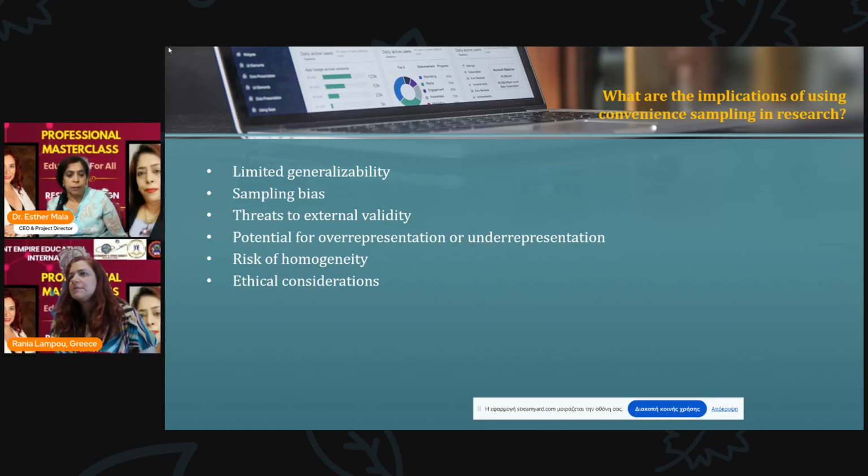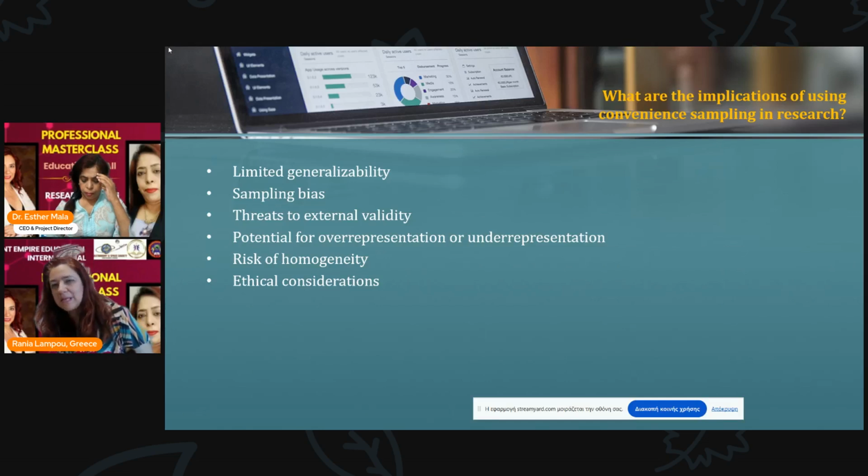Sampling bias. The sample might be biased towards certain characteristics, for example, people who are more willing or accessible or similar in some way. So this bias can affect the validity and reliability of a study's conclusions. There are threats to external validity. External validity, we said, refers to how well the results can be generalized to other settings or populations. So convenience samples often limit external validity due to unrepresentative samples.